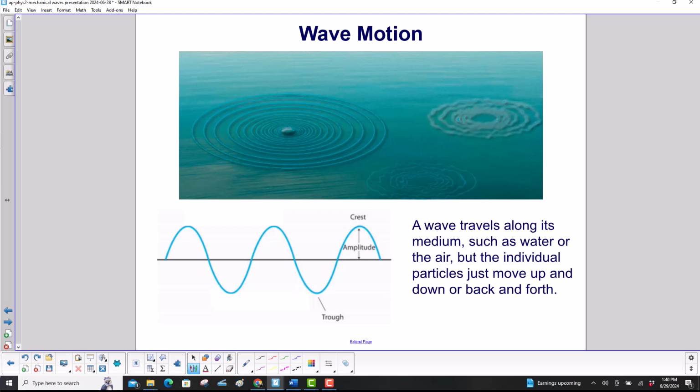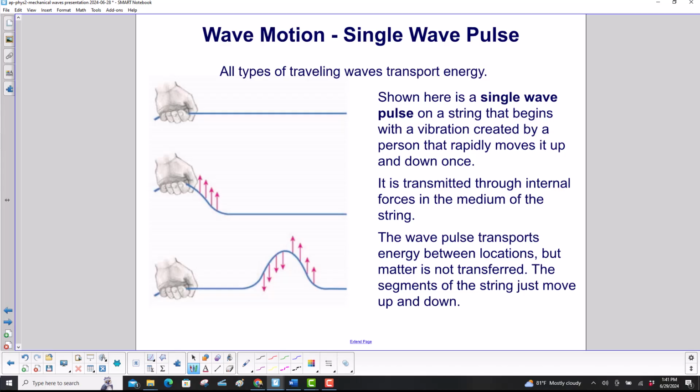A wave travels along its medium, such as water or the air, and here we have water. These are water waves. But the individual particles just move up and down or back and forth. All types of traveling waves transport energy.